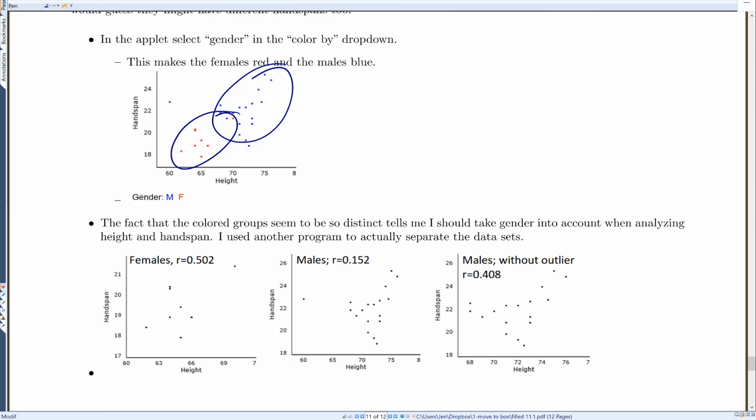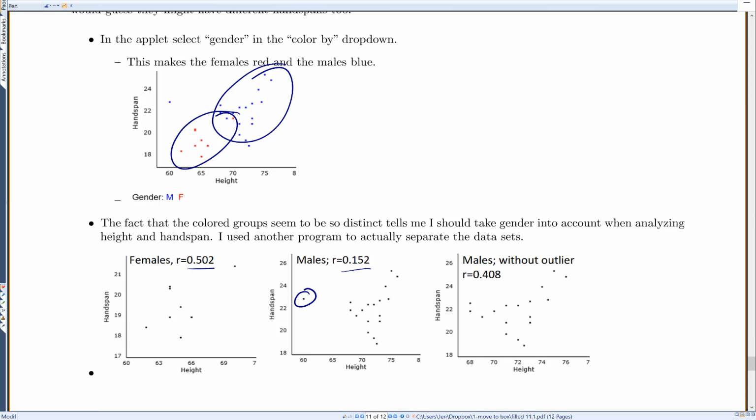Sorry, I had to go into Excel. But if I look at just the females, so here's just the females, they have a pretty high correlation. The interesting thing is if I look at just the males, the correlation actually drops really low because the females aren't there to try and make it look like a whole line. The reason why is that one outlier.